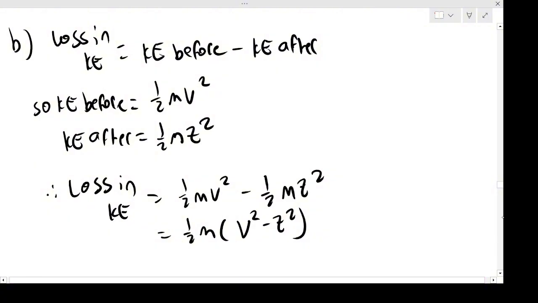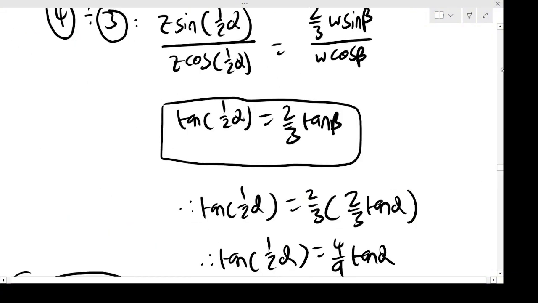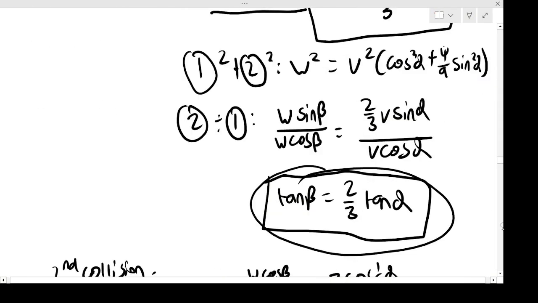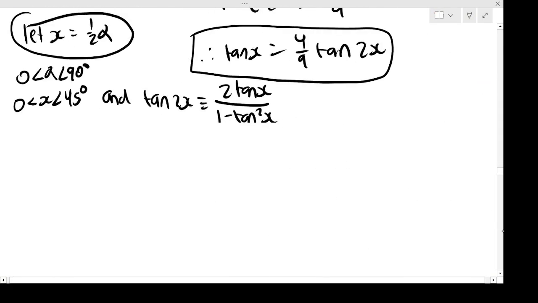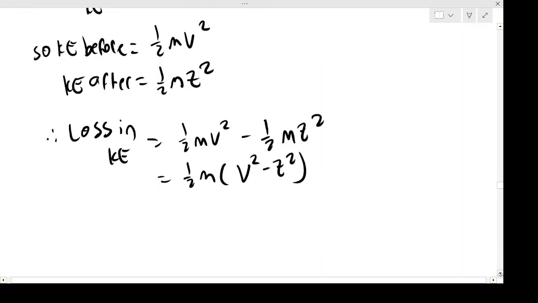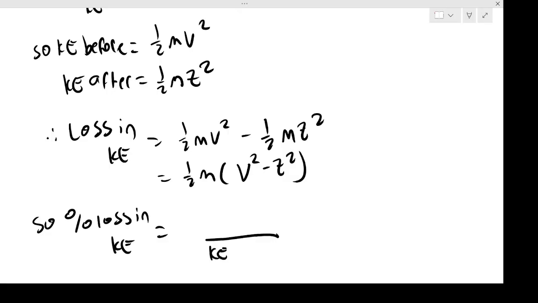But that's my expression. So then if I go back to the question, it's asking for the percentage of the initial kinetic energy that is lost. So it's asking about the percentage loss in energy. Okay, so to work that out, so the percentage loss in kinetic energy, well, that's going to be out of the total energy we have, which was the kinetic energy initially.